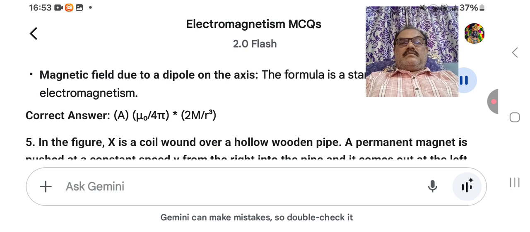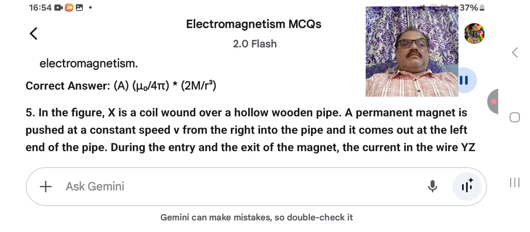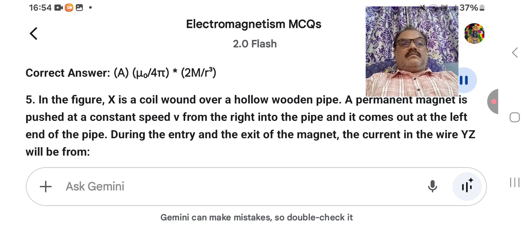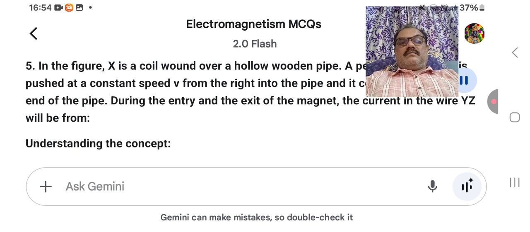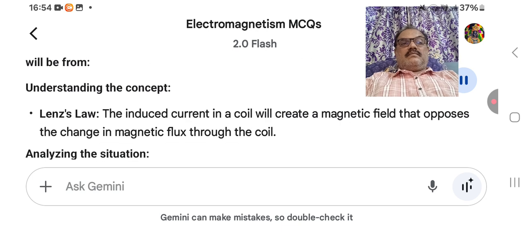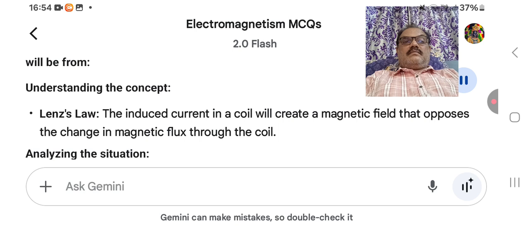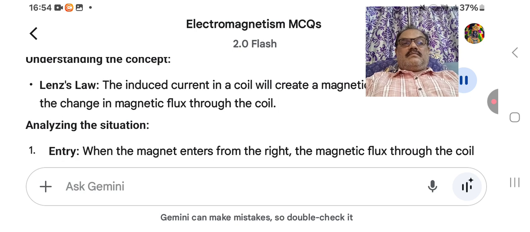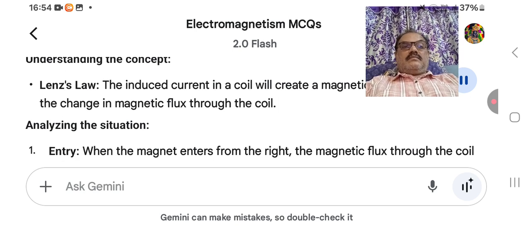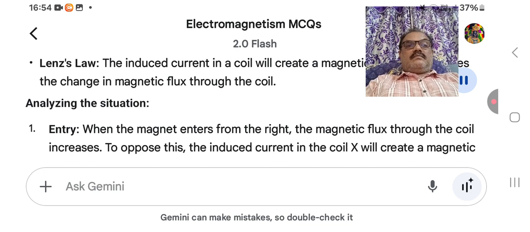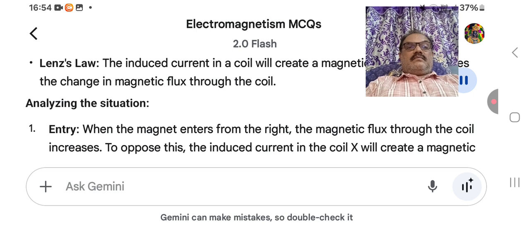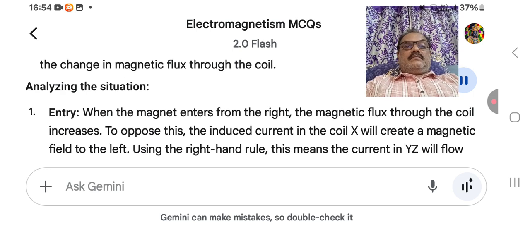5. In the figure, X is a coil wound over a hollow wooden pipe. A permanent magnet is pushed at a constant speed from the right into the pipe, and it comes out at the left end of the pipe. During the entry and the exit of the magnet, the current in the wire YZ will be from. Understanding the concept. Lenz's law: the induced current in a coil will create a magnetic field that opposes the change in magnetic flux through the coil. Analyzing the situation. 1. Entry. When the magnet enters from the right, the magnetic flux through the coil increases. To oppose this, the induced current in the coil X will create a magnetic field to the left. Using the right-hand rule, this means the current in YZ will flow from Y to Z.